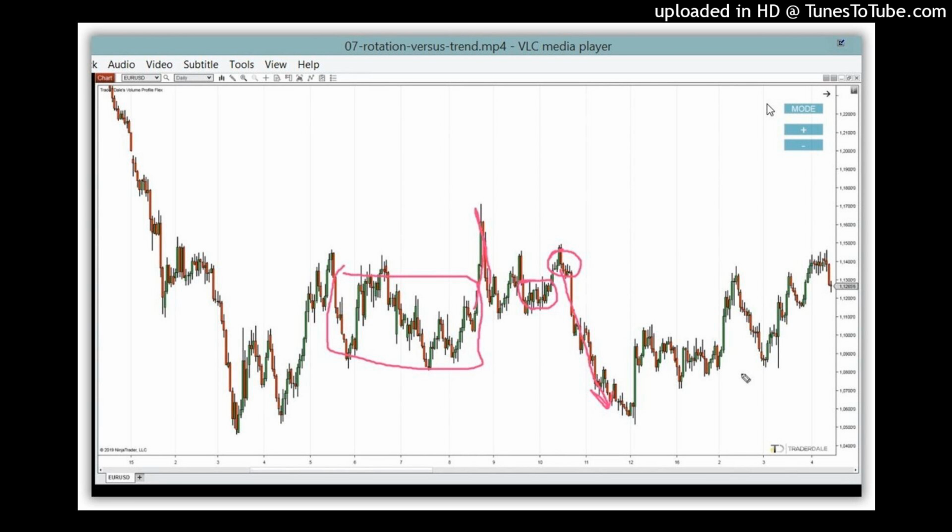So, what happens next? Longer rotation followed by trend, not really surprisingly. Alright, so another case of rotation followed by a trend. If we go further, then you can see a new rotation, but in this case, what happened?